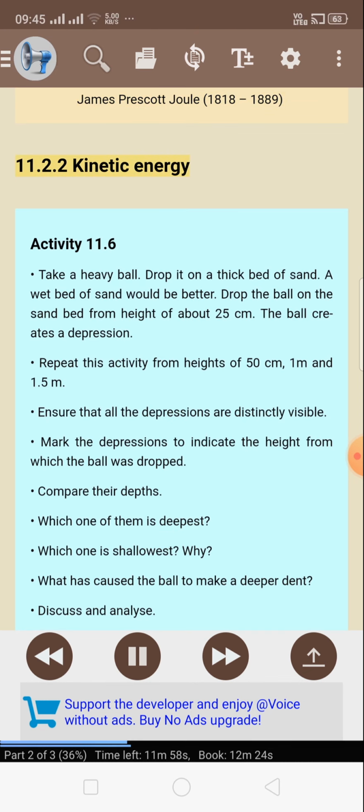11.2.2 Kinetic energy. Activity 11.6. Take a heavy ball. Drop it on a thick bed of sand. A wet bed of sand would be better. Drop the ball on the sand bed from a height of about 25 centimeters. The ball creates a depression. Repeat this activity from heights of 50 centimeters, 1 meter, and 1.5 meters. Ensure that all the depressions are distinctly visible.